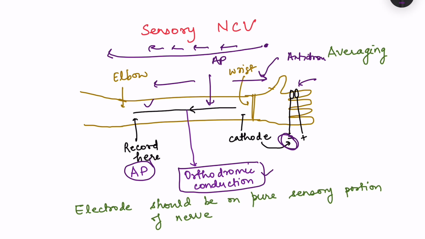So here we are recording the action potential directly, because there is no muscle. Okay, so where to record? We have to record the action potential directly, and the action potential amplitude which is recorded is very small. So we have to do something known as averaging. What is averaging? That means we keep on stimulating one after the other. We stimulate, and once we stimulate, we record the action potential, again we stimulate, a second time again we record the action potential. So what happens?